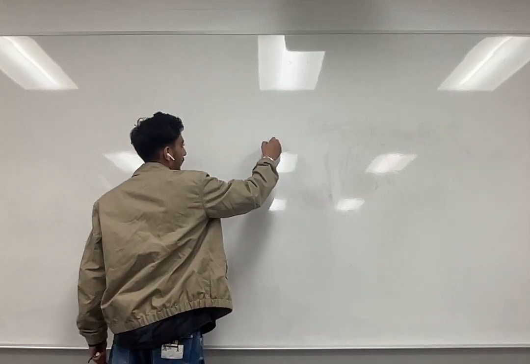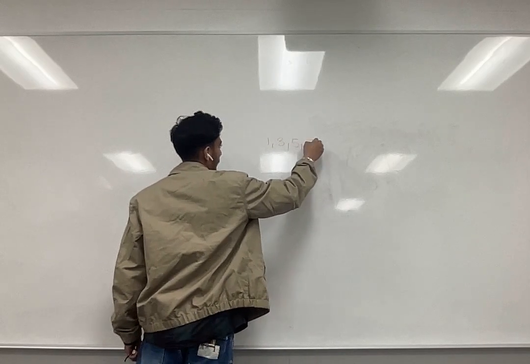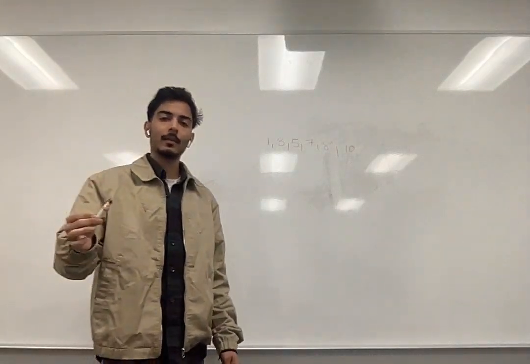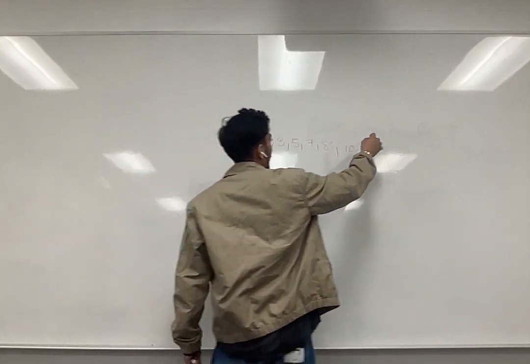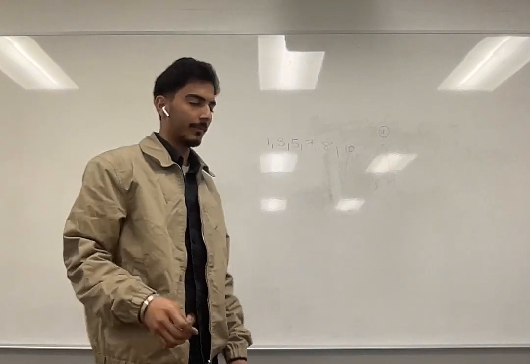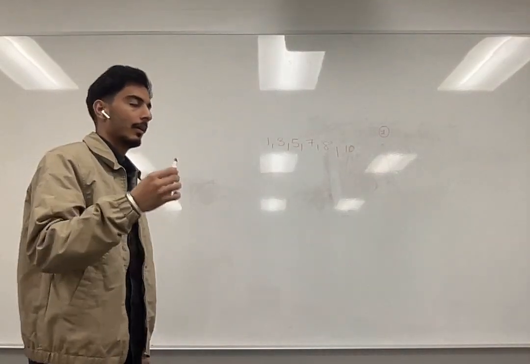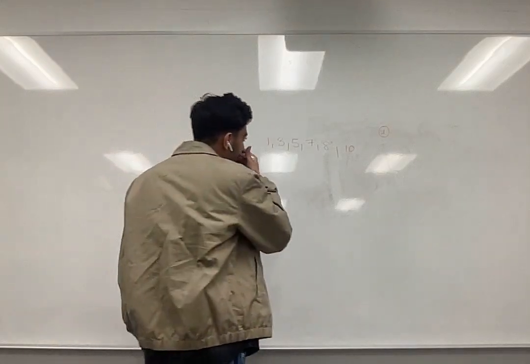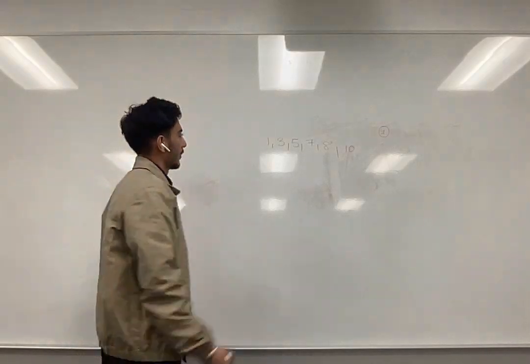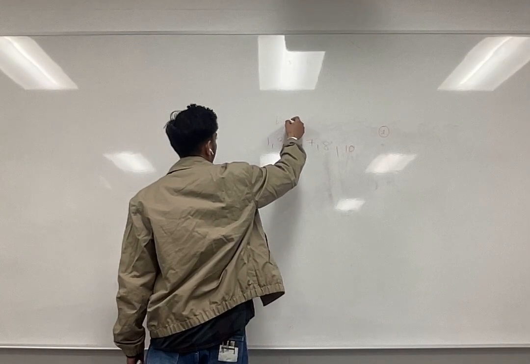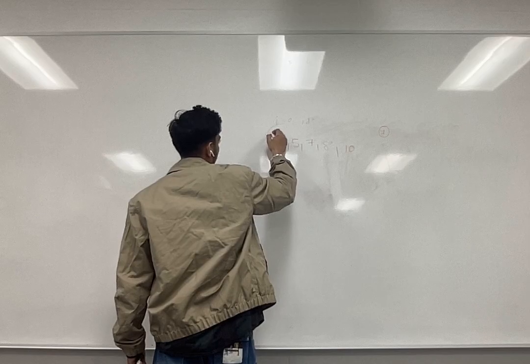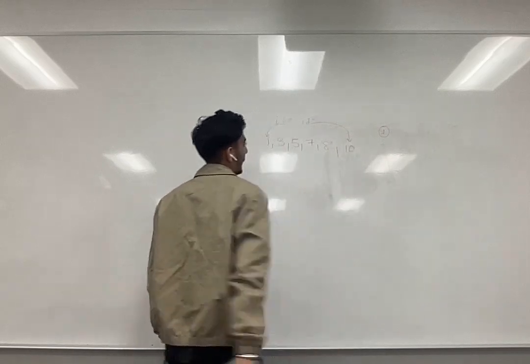Let's take an example: 1, 3, 5, 7, 8 and 10, and we have to find whether the integer 7 is in this array or not. So we have to find whether 7 is present in that array. We're going to take two pointers: first i, and the second is j. The i should point here and j points at the end.